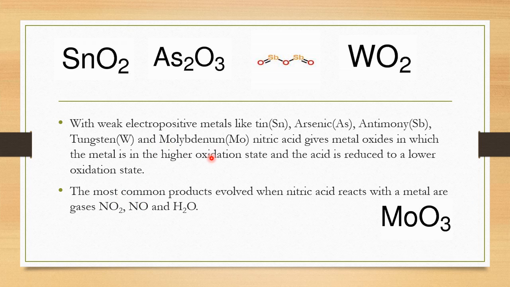But the metal gets the higher oxidation state. So here tin gets converted into tin oxide, and arsenic oxide, antimony oxide, tungsten oxide and molybdenum oxides. Then the common byproducts are NO2, NO and water. Sometimes nitrogen, hydroxylamine, and ammonia can also be formed as a byproduct. When nitric acid is treated with a metal, these are the byproducts that would be obtained.